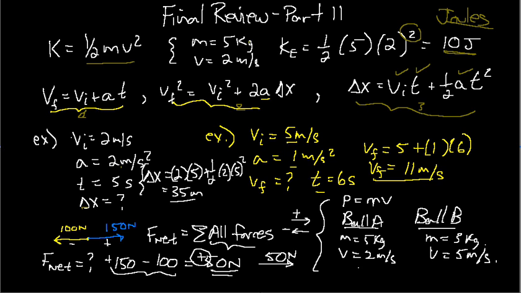So which ball has the greater momentum? Well, momentum is mass times velocity, so we just take mass times velocity, 5 times 2 for A. The momentum is going to be 10, and the units again are kilogram meters per second. For ball B, mass times velocity is going to be 3 times 5, which is 15 kilogram meters per second. So this momentum's 15, this momentum's 10. The ball with the greater momentum is, in this case, ball B.